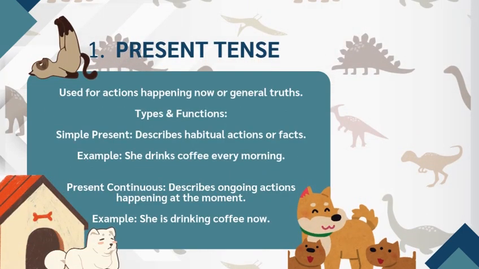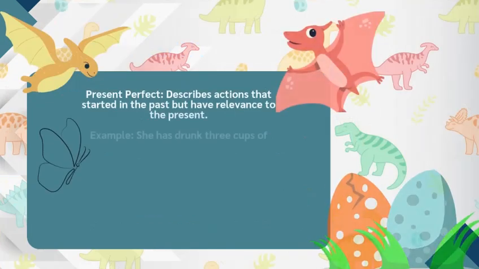The first is the simple present tense. Present tense is used for actions happening now or general truths. Types and functions: simple present describes habitual actions or facts. Example: she drinks coffee every morning. And then, present continuous describes ongoing actions happening at the moment. Example: she is drinking coffee now.